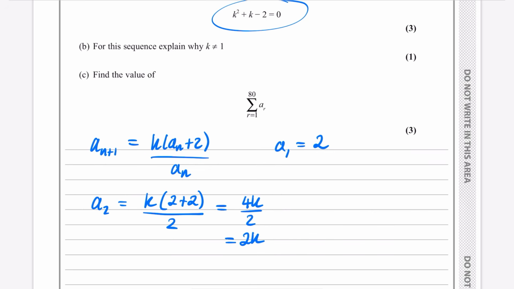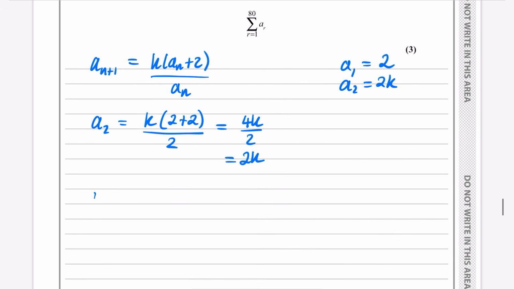So I'm going to begin by finding a2, which means I'm going to do k multiplied by 2 plus 2 over 2. In other words, 4k over 2, which is 2k. Great, so I've got that a1 is equal to 2. Let's put this over here so I've got some more space. a2 is equal to 2k. Let's keep going and find out what a3 is.